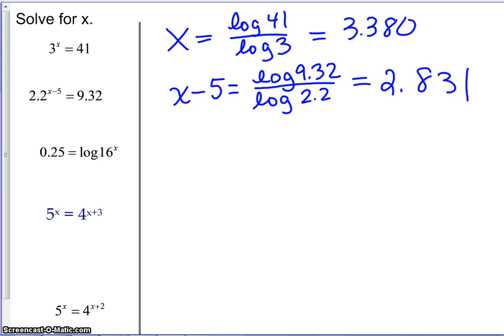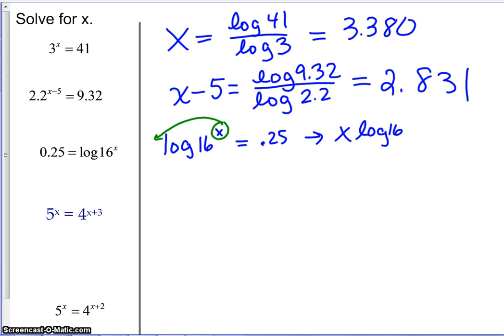The next problem is kind of interesting. We're actually used to seeing it like this: log base 10 of 16 to the x equals 0.25. What I would do here first, it's already put into the form, I would first take my exponent and make it the coefficient. So I would first think of it as x times log of 16, and then that equals 0.25. Really we just have to divide both sides by log of 16. That's an actual value here, this log of 16.